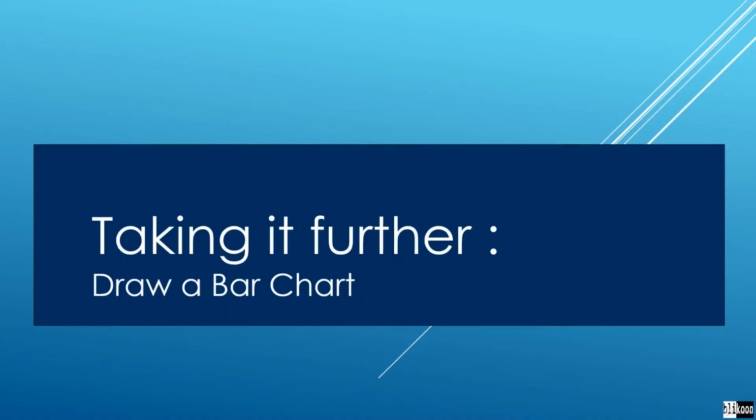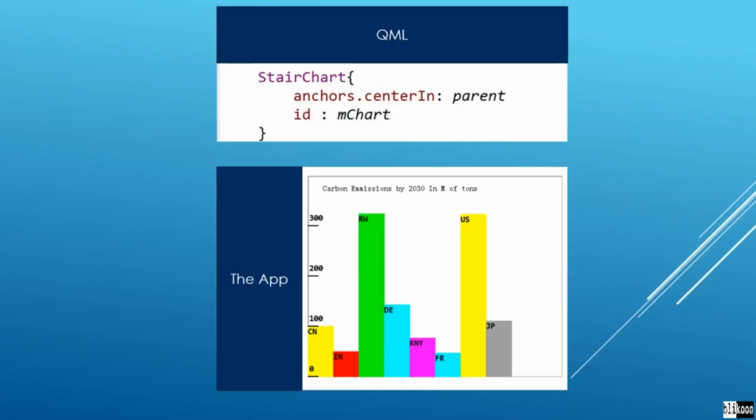In this lecture, we are going to take our game to the next level in using QPainter to draw our own C++ types and use them in Qt Quick. We're going to draw a bar chart. What we're going to draw looks like this. You see this thing on the bottom here is a bar chart.